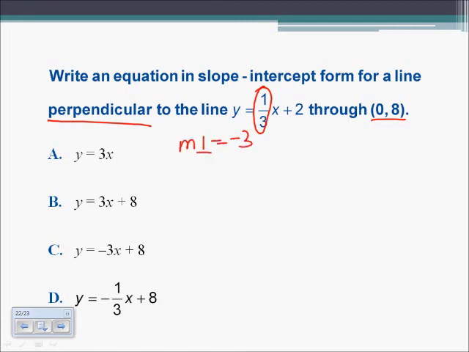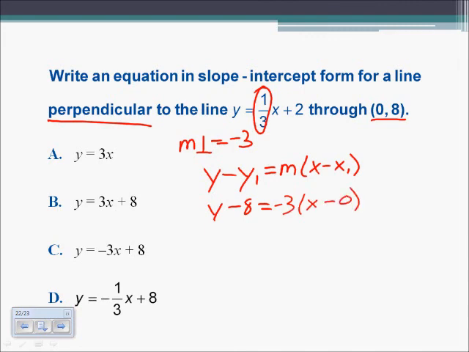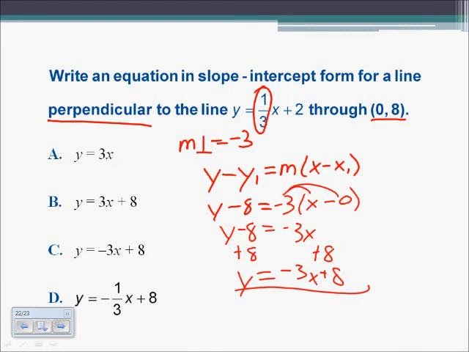We're going to use the point slope form, y minus y1 equals m times the quantity x minus x1. Plug in the information that we know. We have y minus 8 is equal to negative 3 times the quantity x minus 0. Distributing, we have y minus 8 is equal to negative 3x. Add 8 to both sides, y is equal to negative 3x plus 8. Final answer. And we look here and we have it under C, negative 3x plus 8.